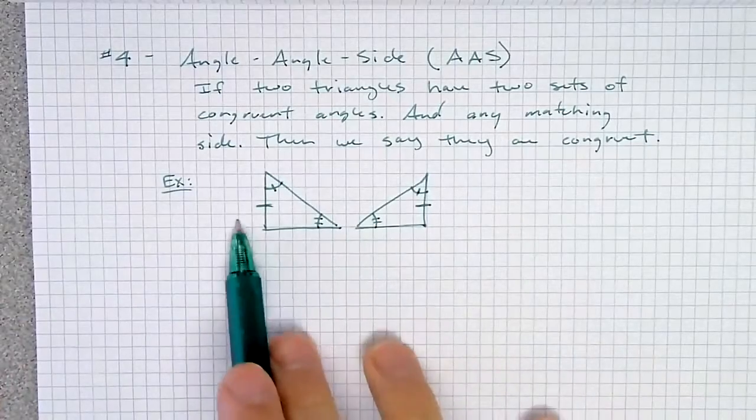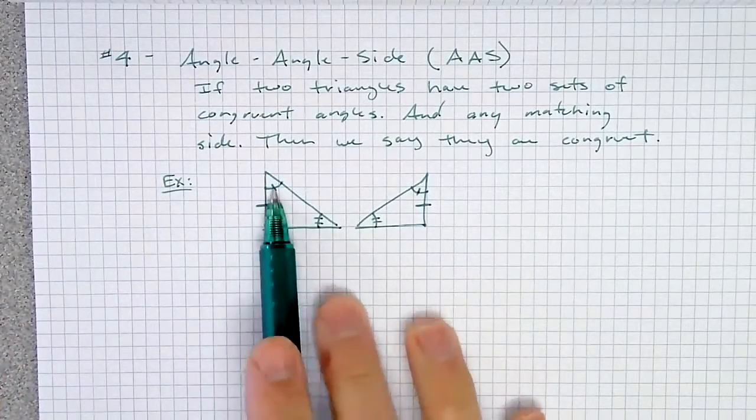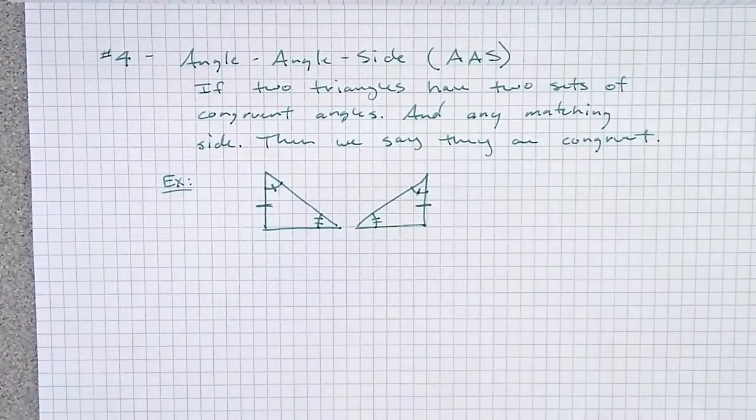Okay, so in this picture, just notice that the side does not connect the two angles that we know are congruent.